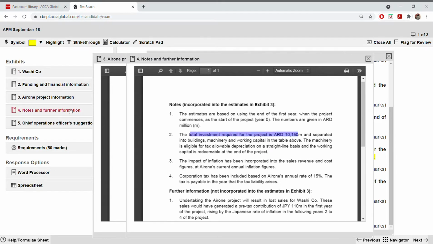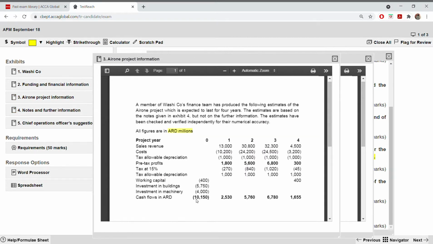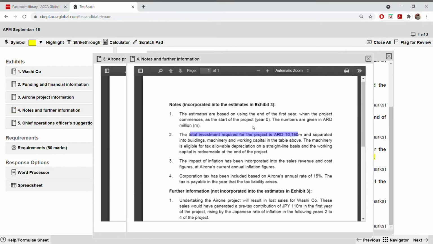If you see how 10,150, you add the working capital, you add the investment in building and machinery, the total is 10,150. So this is your investment, and it is separated into buildings, machinery, and working capital. The machinery is eligible for tax allowable depreciation in Australia, and working capital is redeemable at the end of the project.